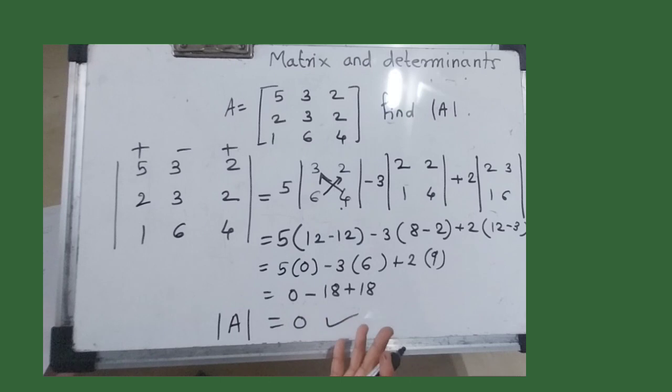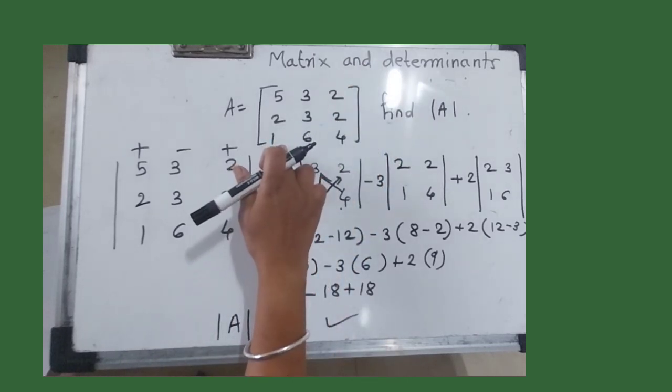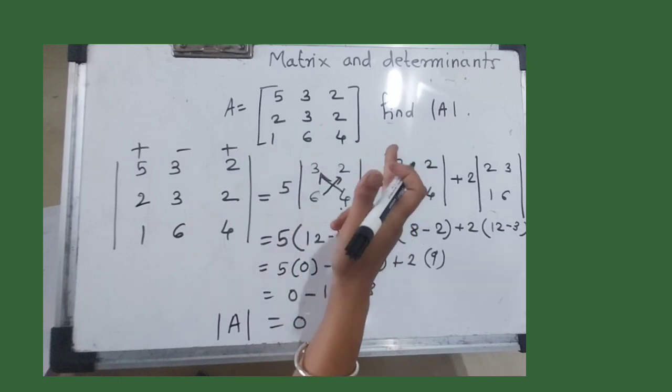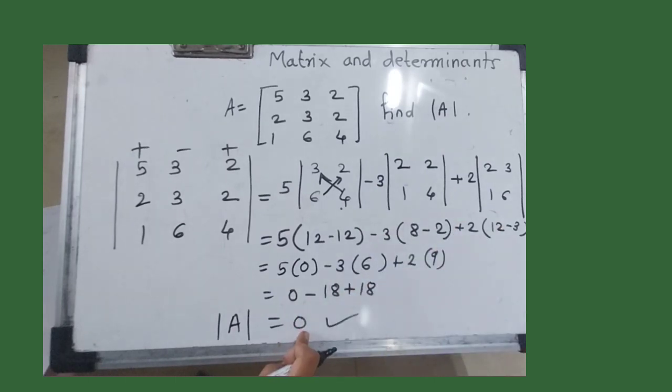Okay. Sometimes they ask, they given this matrix and the question is show that this is the singular matrix. Okay. Because value is 0, write down here this is the singular matrix. Clear?